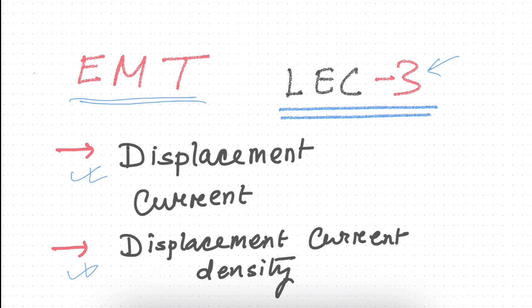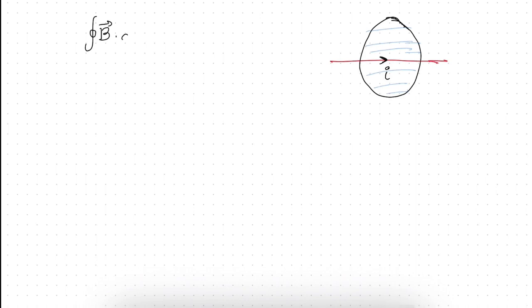So now let's start. According to Ampere's law, suppose we have a conductor, and the current carried by this conductor is I. If you assume a closed curve here, we have a closed loop, and the current through the area enclosed by it is I. So according to Ampere's law, we get the line integral of B dot dl is equal to mu naught I.